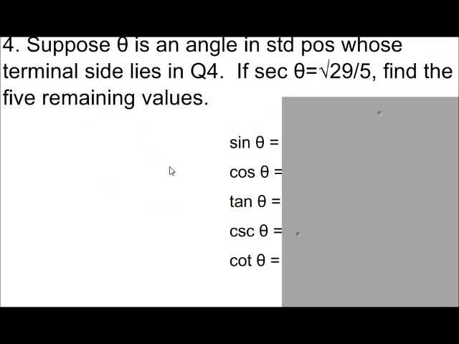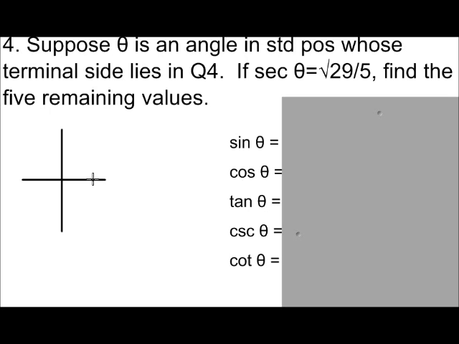Okay, last kind of problem. So this, again, doesn't exactly rely on the unit circle, but it will rely on your knowledge of the coordinate plane and then the definitions of the trig functions. So suppose theta is an angle in standard position whose terminal side lies in quadrant 4. So we've got our usual coordinate plane.